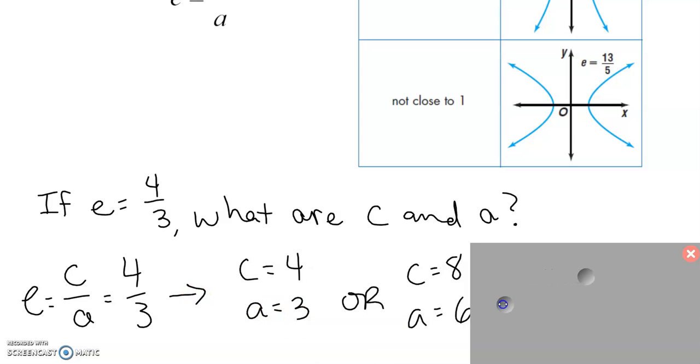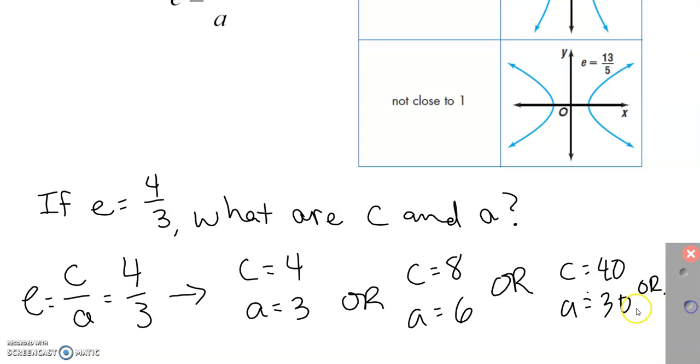For example, c could be 8 and a could be 6, because when you do 8/6, that simplifies to 4/3. And you can imagine there's a whole bunch of combinations that would give you 4/3. Could be 40 over 30 or 12 over 9 or really anything. So just because you know the eccentricity doesn't mean that this is c and this is a.